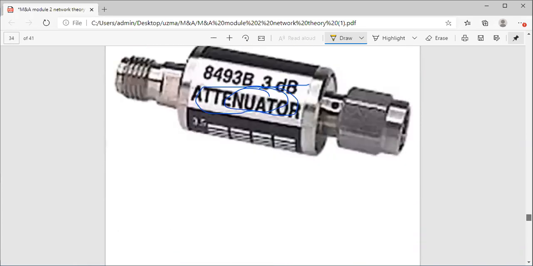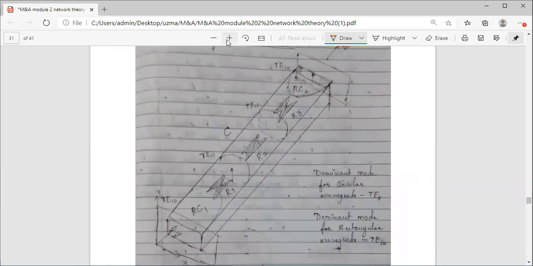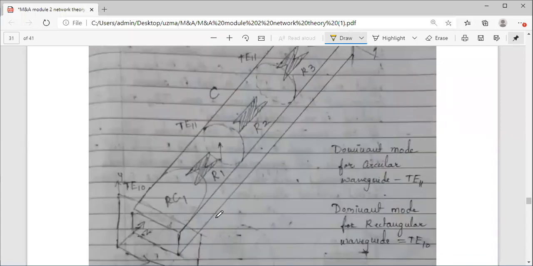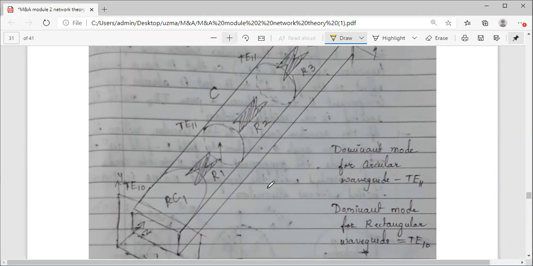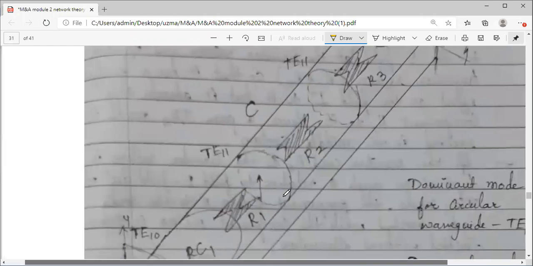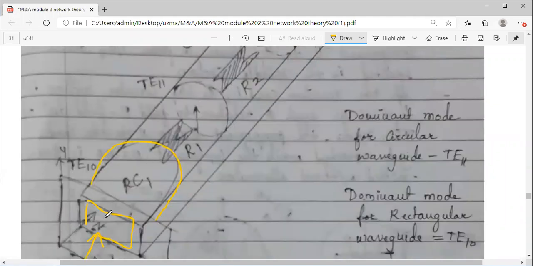Fine, coming to the last one. I want the structure to be completely visible in a single slide, but I think it's not possible. Otherwise, the figure will not be clear. Let it be. I'll zoom a little bit. Okay, so this is the opening of the rectangular waveguide. This is rectangular, and here there is a bit of etching. So after this, what is happening? There is a transformation. This is rectangular, and here it is etched.